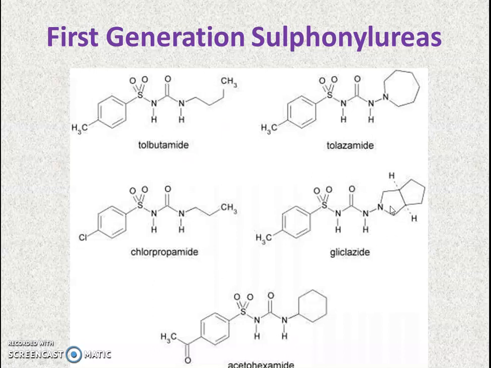So whatever substitution is there, either a single aliphatic chain or a cyclic aliphatic ring is substituted on the nitrogen which is adjacent to the NH. Further on, chlorpropamide has a para-chloro group, and acetohexamide has a para-acetyl group.